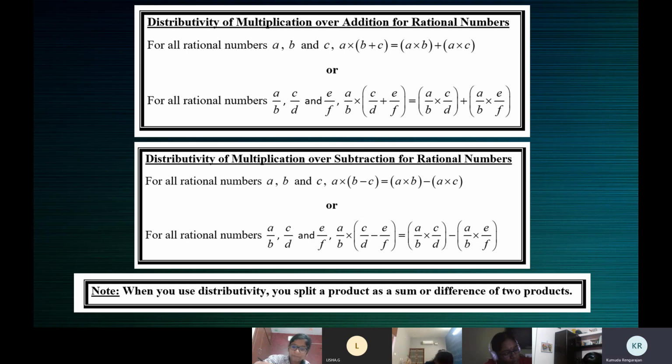Please write carefully, children. You can write distributive property or distributivity. Both are the same. Distributivity or distributive property of multiplication over addition of rational numbers.